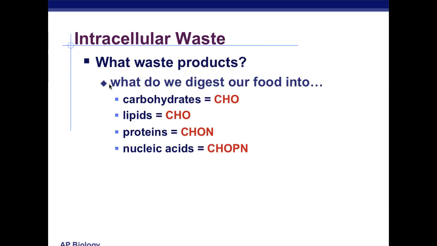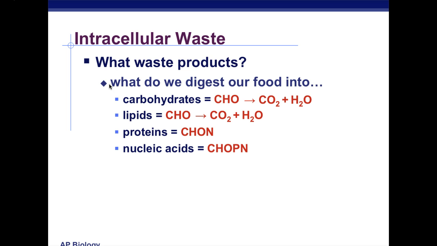So intracellular waste, what is it that we produce as waste products? So when you eat carbohydrates and lipids, you break down your carbohydrates, you break down your lipids, and you produce carbon dioxide and water. Both of these things are easily exhaled from the body. Water is reabsorbed into the body and really aren't a big deal.